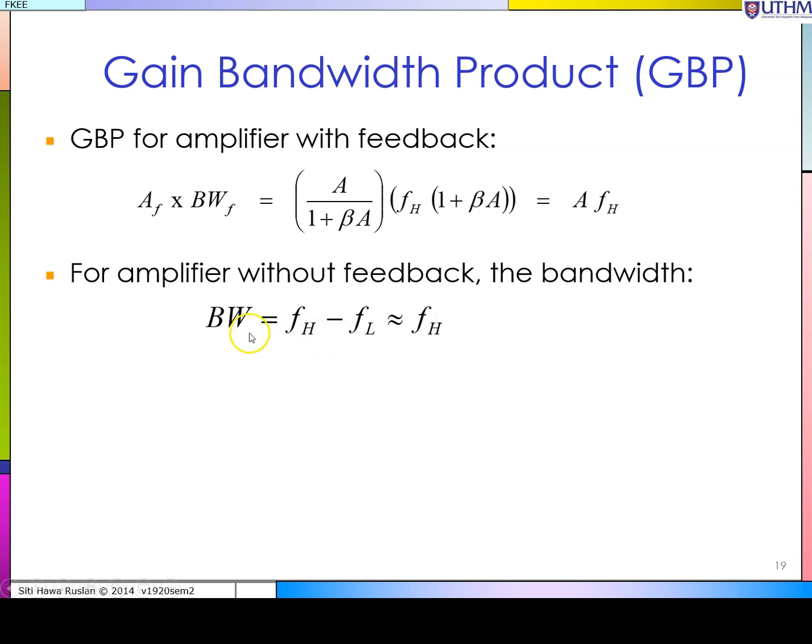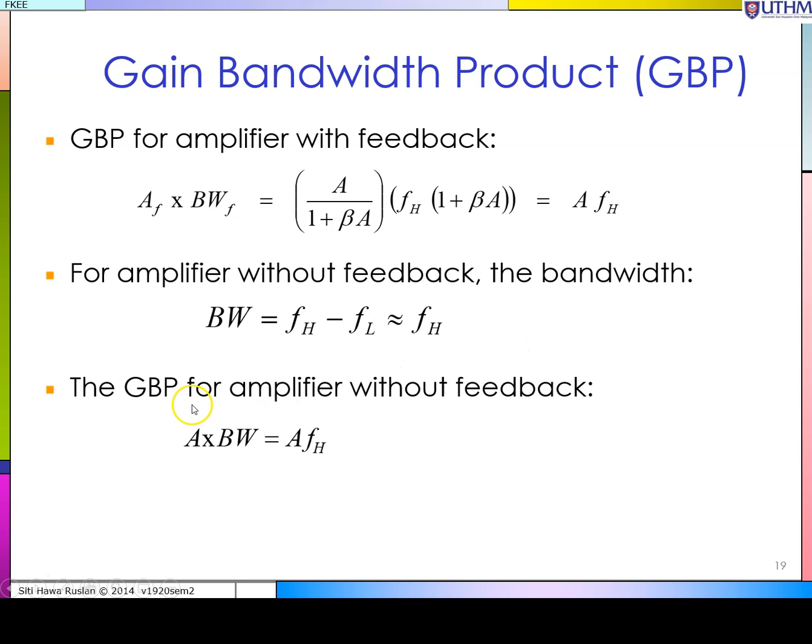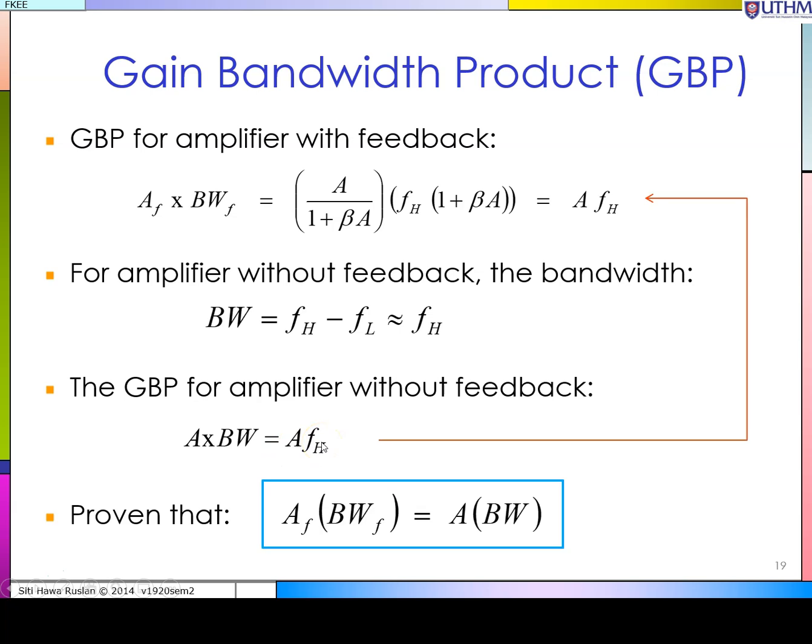Okay. So meaning that, similarly, we assume that FL is much less than FH. The bandwidth is just FH. So the gain bandwidth product for the amplifier without feedback will equal the gain bandwidth product of the amplifier with feedback. So this is important because you have to look at the data sheet to find the overall gain, or the gain without feedback. So with this information that the gain bandwidth product of the system with or without feedback is equal, you can find the bandwidth of the amplifier.